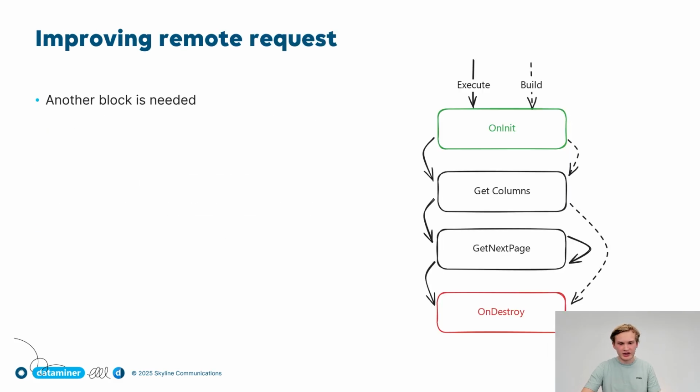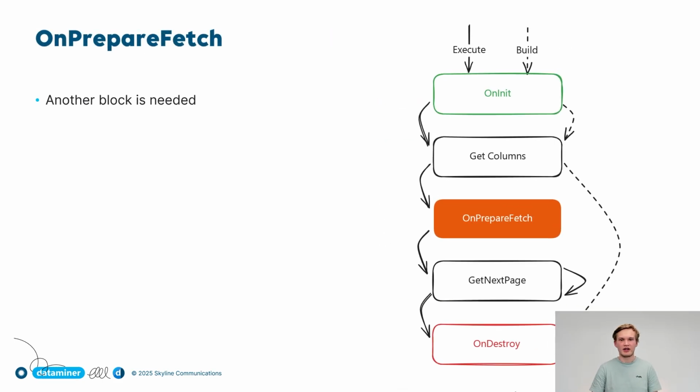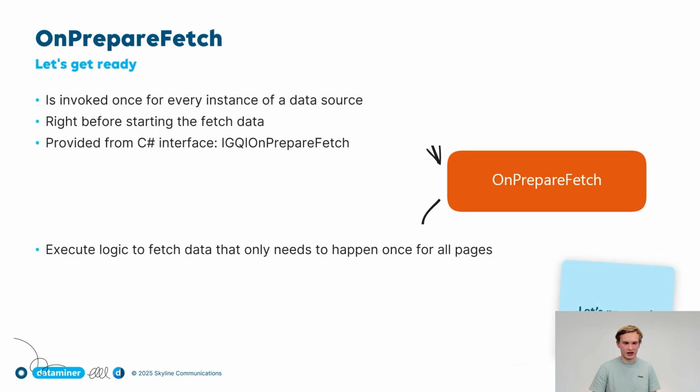Now, as part of these two, we have a third block, and this is mostly looking back to that paging and generally code readability. We might not want to request our data as part of our get next page. If it's called again and again, we don't want to do the API call again. We want to set it up before. So there's another block called onPrepareFetch, which, if you look at the description, is going to allow us to fetch the data. This will be called before the first get next page, but not every subsequent item.